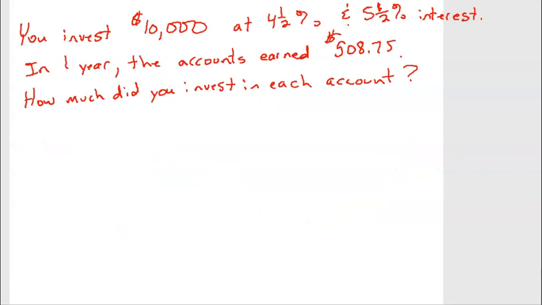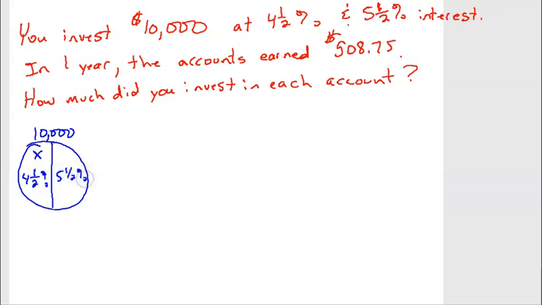All right, so let's look at our first word problem. After I'm done with it, you might want to erase it and go through it again and make sure you understand the whole concept. Here I have $10,000 and I want to invest it in two accounts. I'm going to invest it in this account, let's call it X, and this is at 4.5%. This one is at 5.5%.